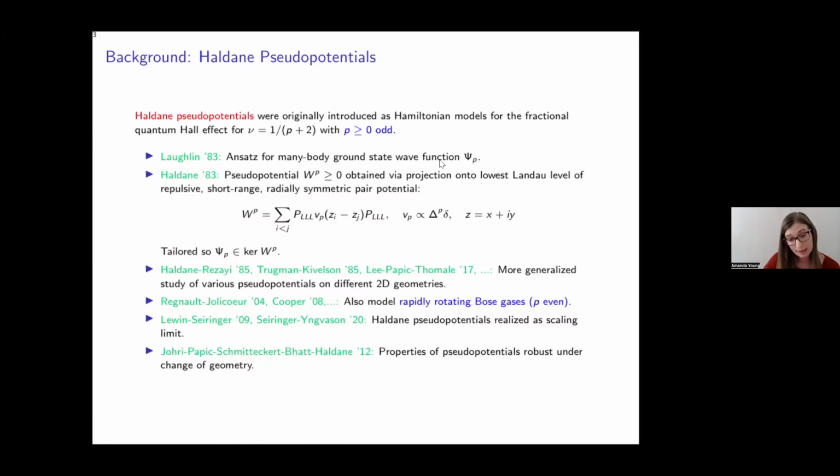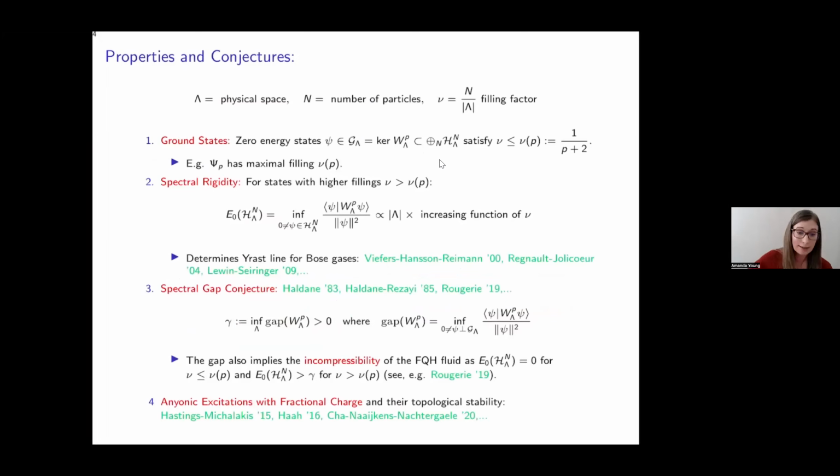On my next slide, I'll give the explicit second quantized version of the Haldane pseudopotential for the p=1 model in the cylinder geometry. However, first, let me tell you a little bit about the main properties we expect to see in the model. Here we're going to let lambda represent our physical space. N is going to be the number of particles in our system. And the filling factor will be just the ratio of N to the volume lambda.